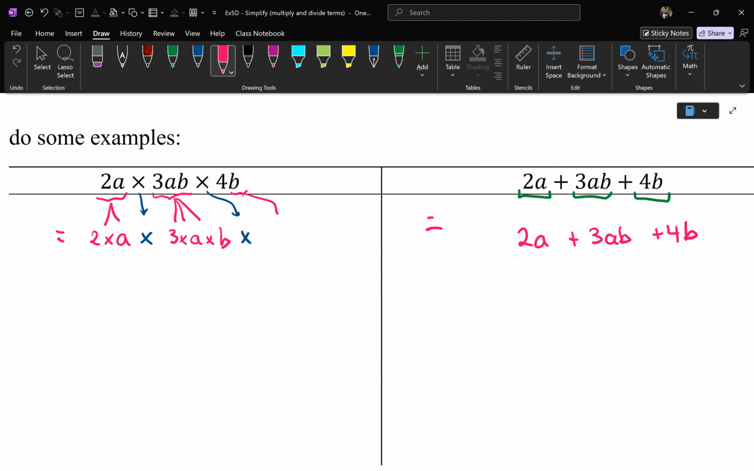Last one. 4b means what? What does 4b mean, Attila? 4b. Yeah. Like 4. What's in between 4 and b? 4 times b. 4 times b. Very good. Now the key part is, can you see the difference between the two?